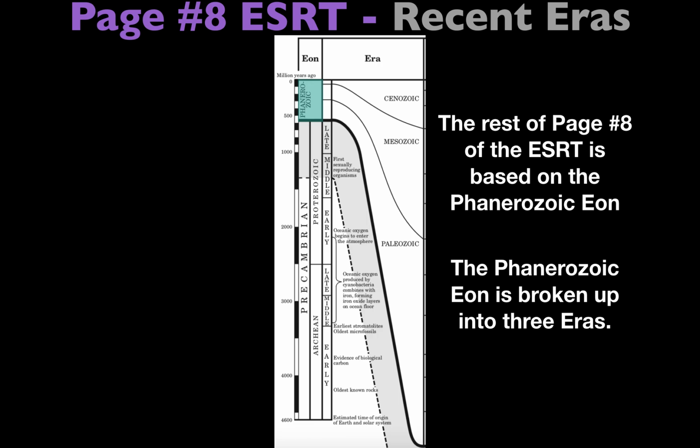Now, the Phanerozoic eon is further broken up into 3 eras. So now we have to see how this reference table branches out just to focus on the Phanerozoic. So the Phanerozoic eon is broken up into the Paleozoic era, the Mesozoic era, and the Cenozoic era.